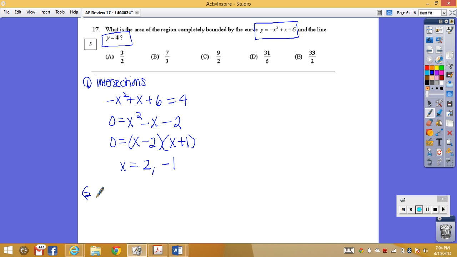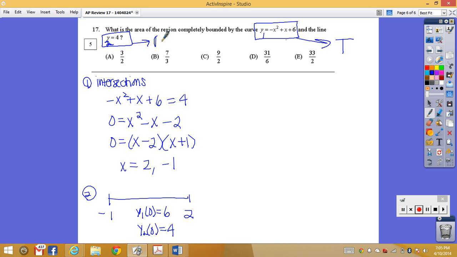And then step 2 is that fake sign chart. So negative 1, 2, the number I pick is 0. So then we'll call that y1, we'll call this y2. Oopsie. So y1 of 0 would be 6, y2 of 0 would be 4. So this one is my top function. That one is my bottom function. I know it's the top bottom because these are y equal to.